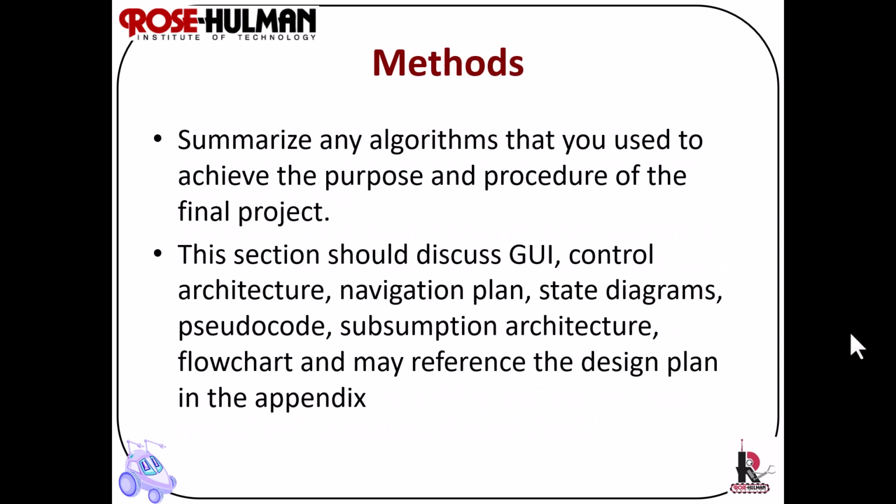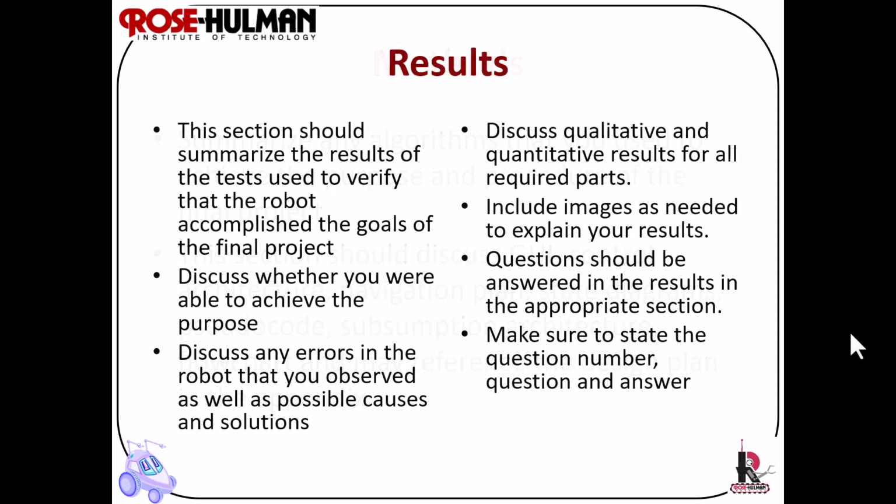The methods is like the procedure part of your final report. It's where you talk about how you implemented any algorithms, what you did to achieve your purpose, the procedure for the final project. You would reference your software design plans, as well as your GUI mockup, what you created, how it worked, and how you implemented it. This is the details about what you did. The next section is the results. This is where you summarize all the tests that you did.